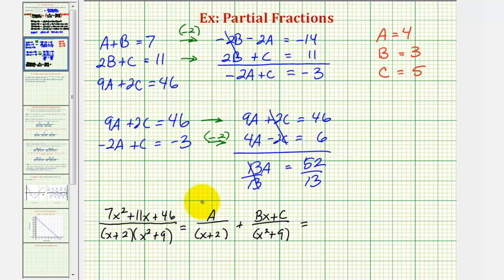The partial fraction decomposition of the given rational expression, because a is 4, would be 4 divided by the quantity x plus 2, plus, because b is 3 and c is 5, we'd have 3x plus 5 divided by the quantity x squared plus 9. This is our partial fraction decomposition.